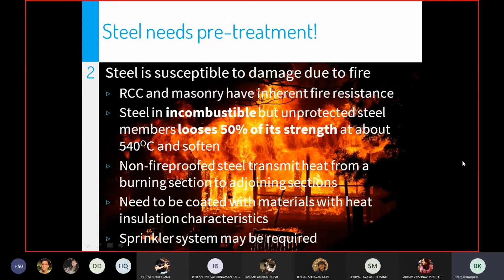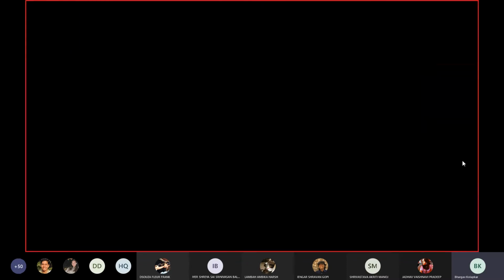So this steel really needs pre-treatment when it comes to fire protection, and it might even happen that if you're using steel in your structure, there's a compulsion to provide a sprinkler system. It depends upon the bylaws of the areas, but long story short, if you're using it, you have to take care of its treatment for fire.